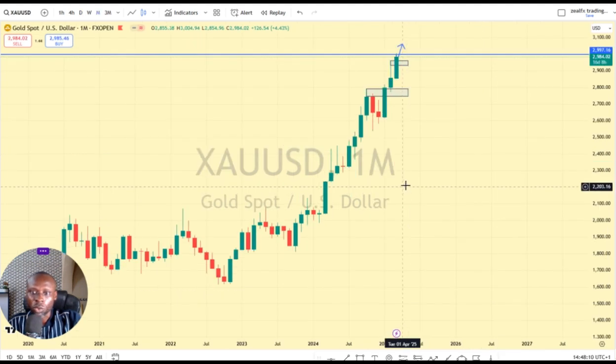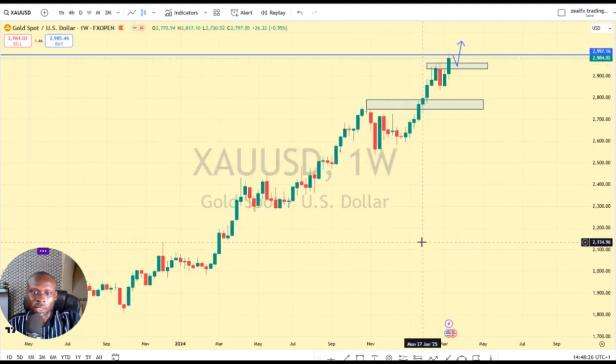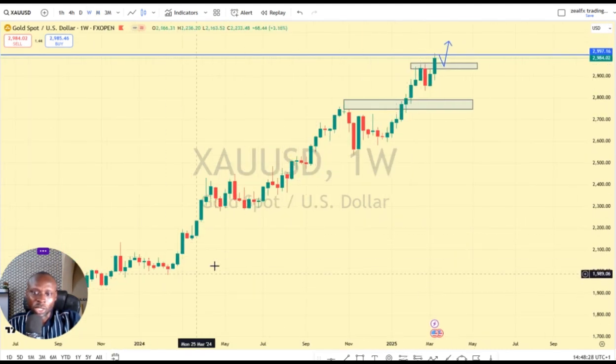Let's look at our next pair, which is gold USD. Gold still remains in an uptrend on the monthly chart. So long as price remains in an uptrend on the monthly chart, we expect more uptrend movement. Let's look at the weekly chart of gold USD. On my weekly chart, we see an uptrend structure on gold USD.